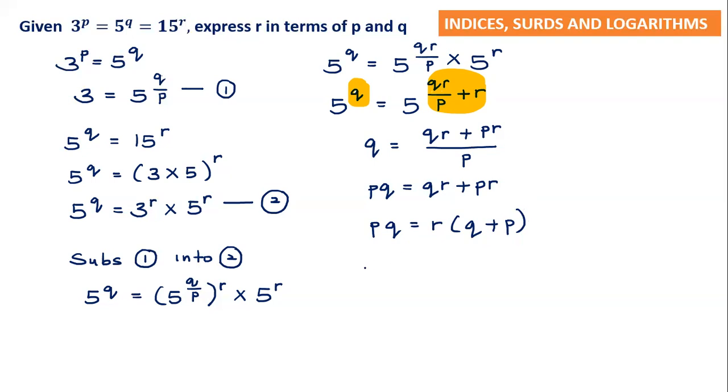So your R is going to be PQ over Q plus P. This is your answer, class.